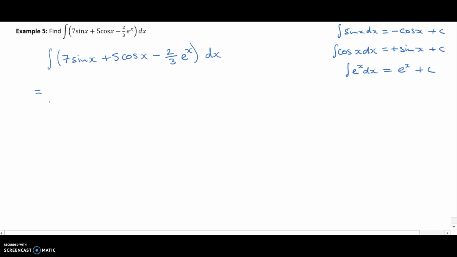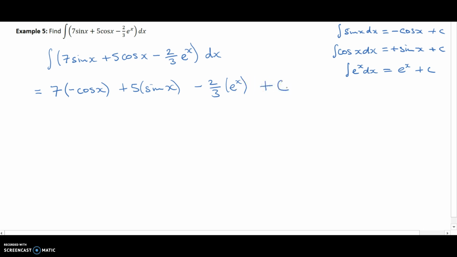Okay, so adapting those, we can do this integration in one line. We get rid of that. We're going to do the integration altogether. So 7 sine x, well, we're going to keep the 7. If you integrate sine x, you get negative cosine x, plus 5 times the integral of cosine x, which is sine x, and then minus 2/3 by the integral of e to the x, which is e to the x. And then we just use 1 plus c after all of them.